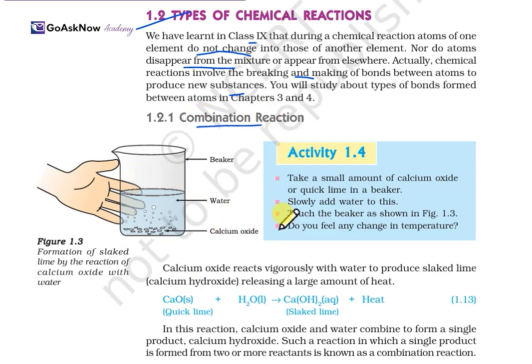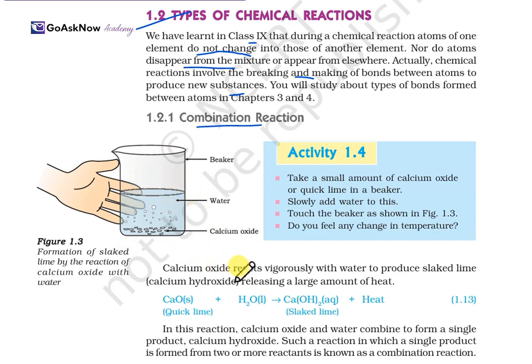So, firstly, just an activity. Take a small amount of calcium oxide or quick lime in a beaker and slowly add water to this. Touch the beaker as shown. Do you feel any change in temperature? Obviously, there will be a change in temperature when water and calcium oxide are mixed.